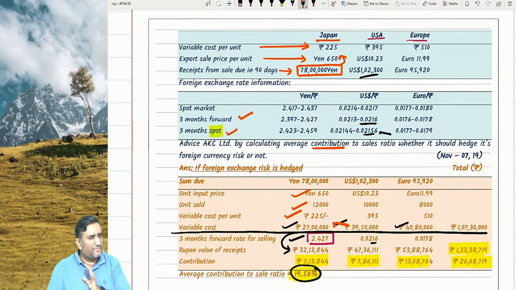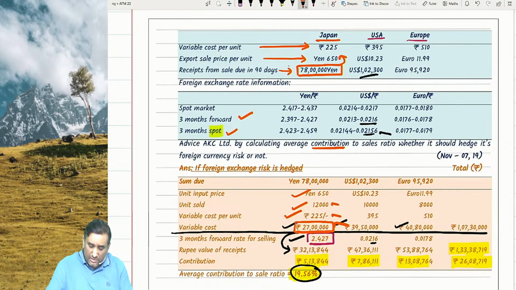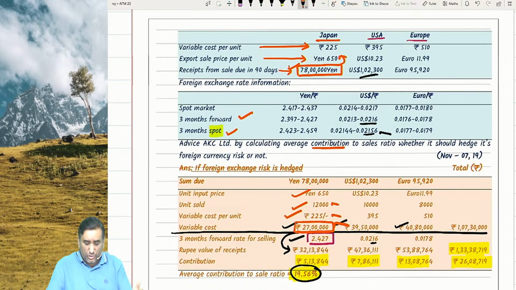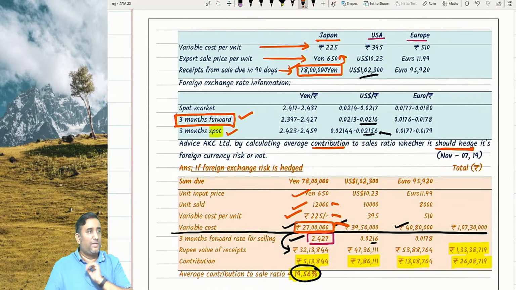Exporter, importer, exporter. So using units sold and variable cost per unit, you get the variable cost. Now what do you need to calculate contribution? Sales, no? Sales are given in what? Yen. Let's suppose you use the 3 months forward rate. Either use a forward rate or no forward rate, whether it should hedge or not. Using a forward rate, calculate contribution by sales. Without using a forward rate, calculate contribution by sales. Let's use a forward rate to calculate sales.